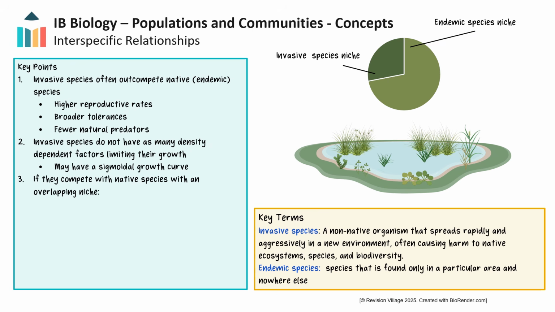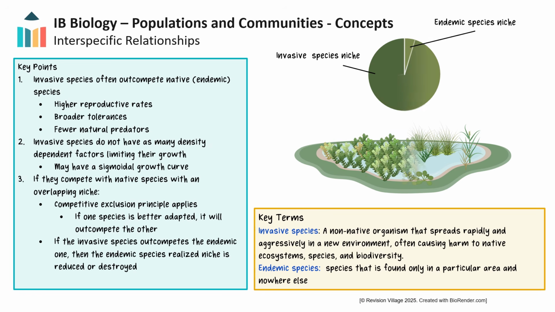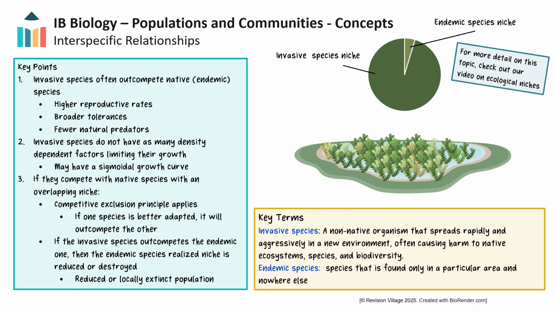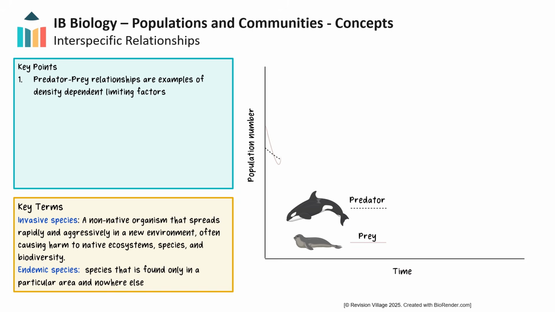If they are competing with a native species and their niches overlap because they're pursuing similar resources, then the competitive exclusion principle applies, where the species that is better adapted to exploiting that niche outcompetes the other. If the invasive species outcompetes the endemic species, it can reduce or destroy its realized niche, leading to a reduced or locally extinct population.